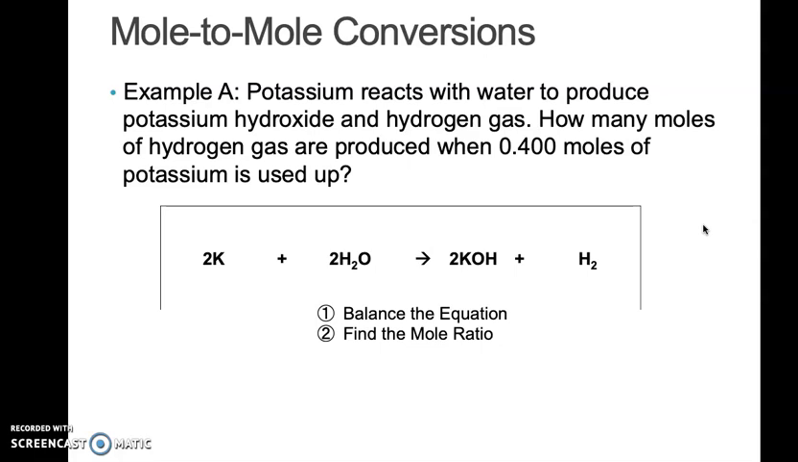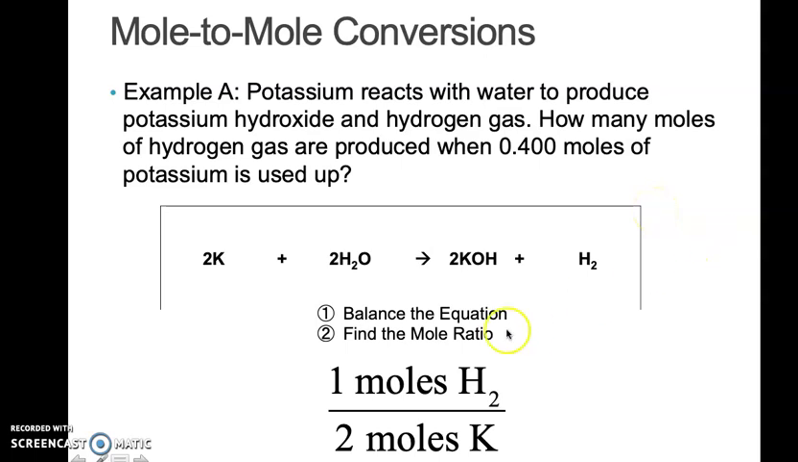Well, we're looking at what we have and what we need. The question asks how many moles of hydrogen gas, so this is our first thing in our mole ratio, are produced when 0.4 moles of potassium are used up. So we're looking at potassium and we're looking at hydrogen. So the mole ratio we're using is 1 mole of hydrogen per 2 moles of potassium. So for every 1 mole of hydrogen we have 2 moles of potassium, or we could say it backwards. For every 2 moles of potassium we have 1 mole of hydrogen gas.